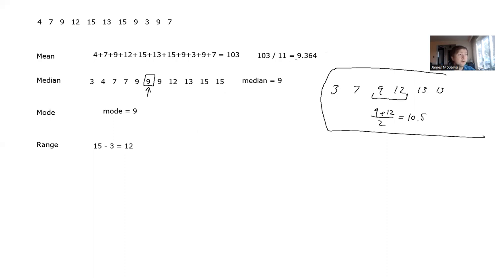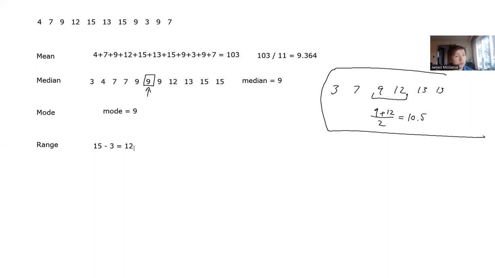So they're talking about where is the middle of the data. 9.364, 9, or 9. Range is a measure of spread. That's how spread out the data is. Range is a simple way to do measures of spread, because all you need to do is highest minus lowest.